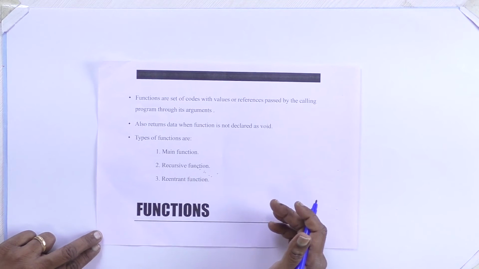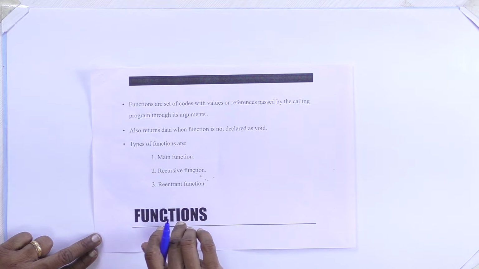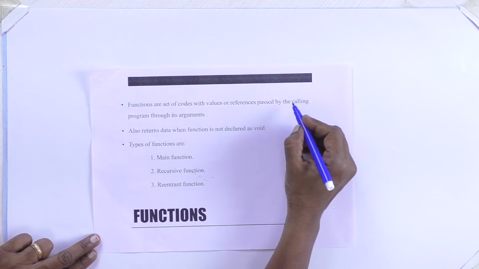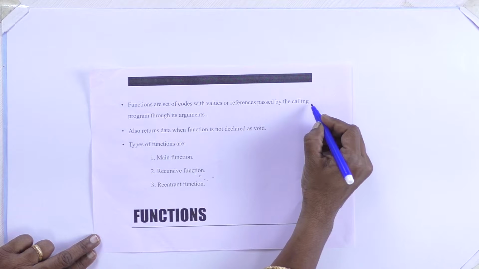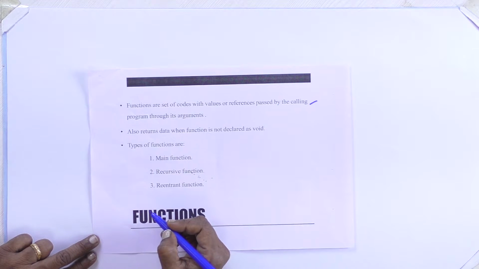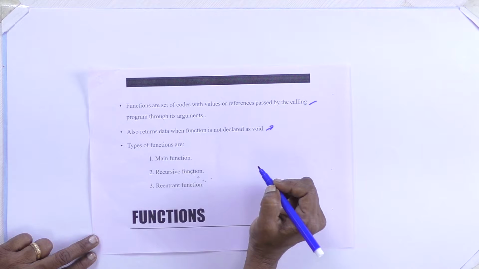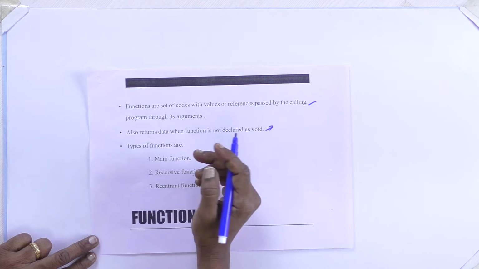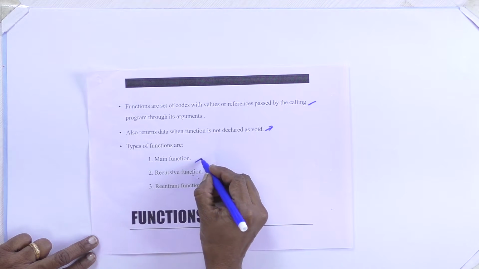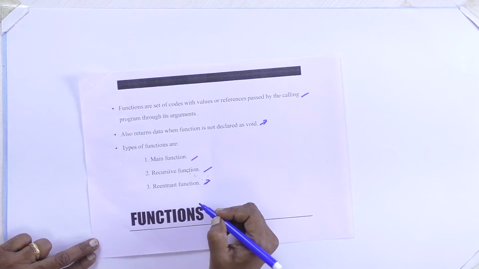So the next concept in software programming is functions. Functions are nothing but a set of codes with values of reference passed by calling the program through its arguments. It also returns data when the function is not declared as void. So the functions are of several types: the main function, recursive function, and reentrant function.